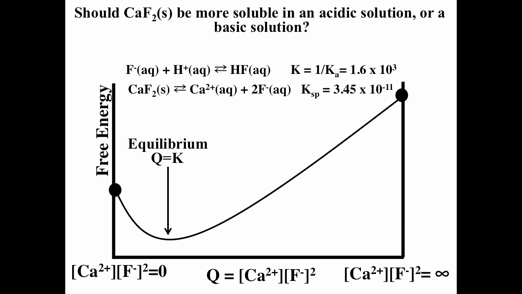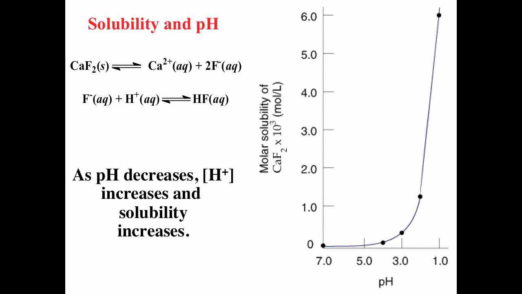Now we can ask a related question: should calcium fluoride be more soluble in an acidic solution or a basic solution? Well, we just saw that in an acidic solution, the hydrogen ions consume the fluoride ions, and so the calcium fluoride should be more soluble in an acidic solution. And it's actually pretty pronounced. We can plot the solubility of the calcium fluoride as a function of pH. And notice that the pH is plotted going from big numbers to small numbers. And so as you go to the right on that graph, you're going to a higher concentration of hydrogen ions. Remember, the lower the pH, the higher the concentration of hydrogen ions. And so the lower the pH, the much higher the solubility of the calcium fluoride.